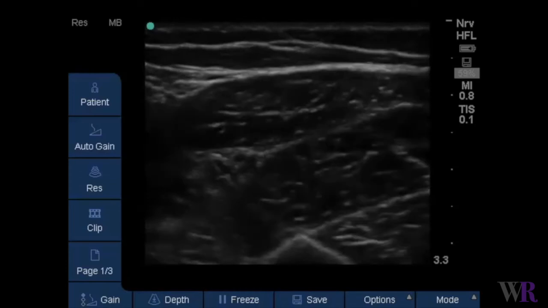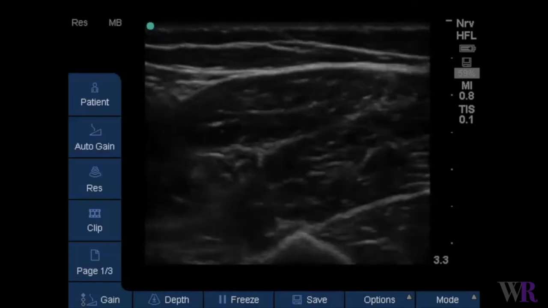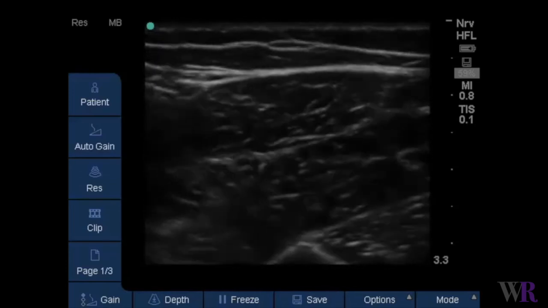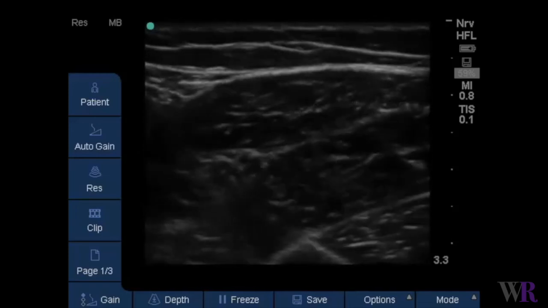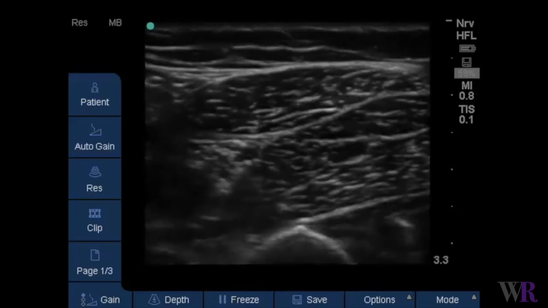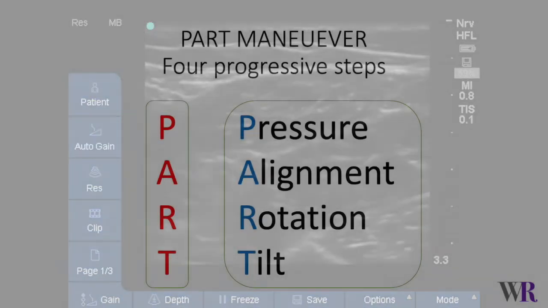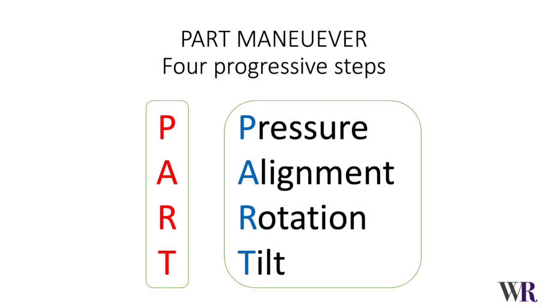Observe how in this scan of sciatic nerve in the popliteal fossa, the sciatic nerve appears better or worse depending upon the tilt given by the operator. This concludes the PART maneuver, which includes 4 progressive steps: pressure, alignment, rotation, and tilt to improve visualization of the underlying structures and the needling while performing an in-plane needle block.